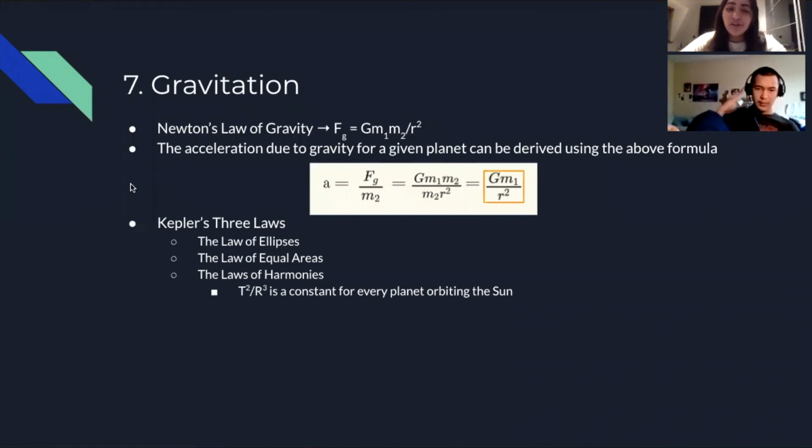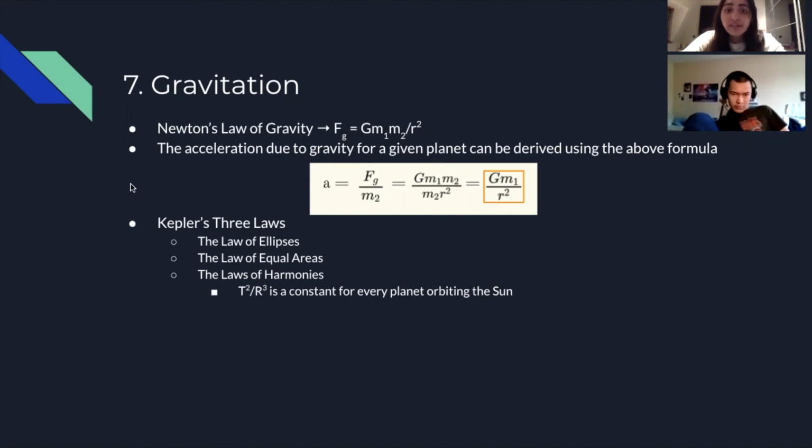Okay, and now gravity, which is the last section of this review slideshow. The main idea here is first understanding Newton's law of gravitation, which is basically just the formula. The gravitational force is the gravitational constant times mass 1 times mass 2 divided by the distance squared, r squared. When you want to derive the acceleration due to gravity, we can just use this formula. The acceleration is basically the gravitational force divided by one of the masses, and this is conceptually just Newton's second law, F equals ma.